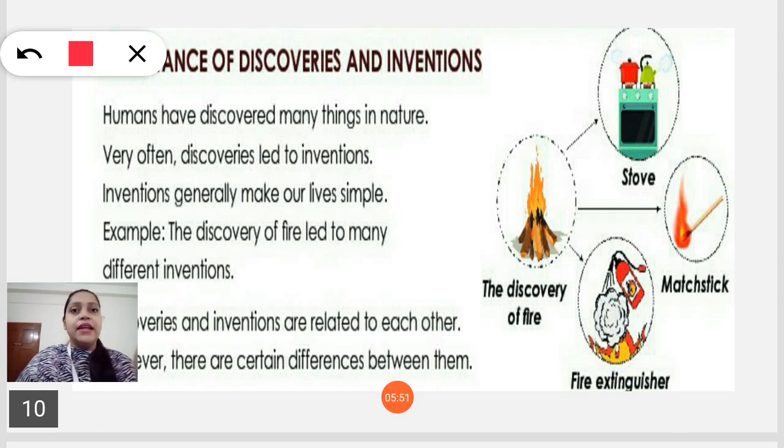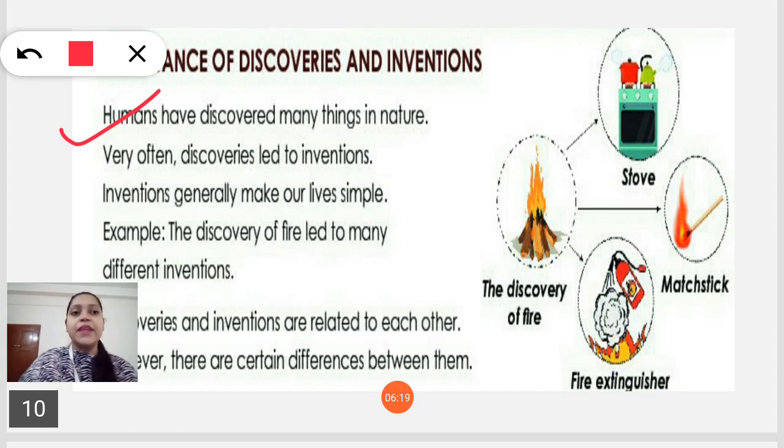Okay, here it's given humans have discovered many things in nature. Very often discoveries led to inventions. Inventions generally make our lives simple. First, discovery takes place of anything, and then, children, when something is discovered, the human mind thinks about many ways in which that discovery can be used. And this leads to inventions.